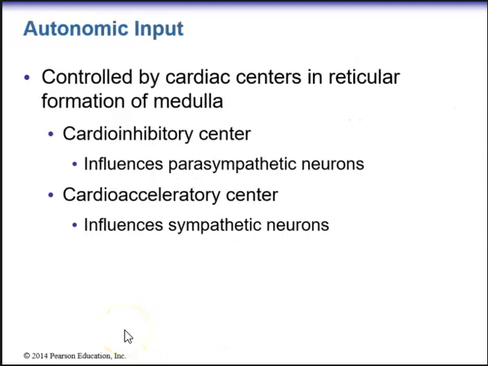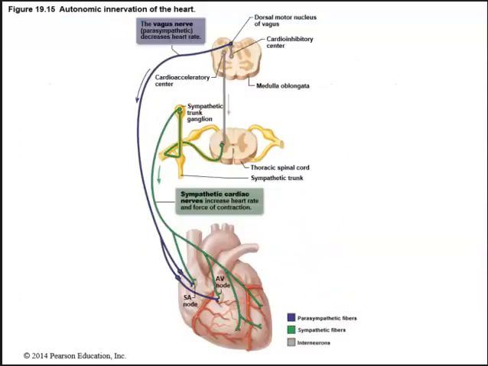So all this autonomic input is controlled by cardiac centers within the medulla, specifically the reticular formation of the medulla. The cardioinhibitory center will influence parasympathetic neurons, again, the rest and digest mode, to decrease heart rate. And then the cardioacceleratory center influences sympathetic neurons, the sympathetic nervous system that will put us in the fight or flight mode.